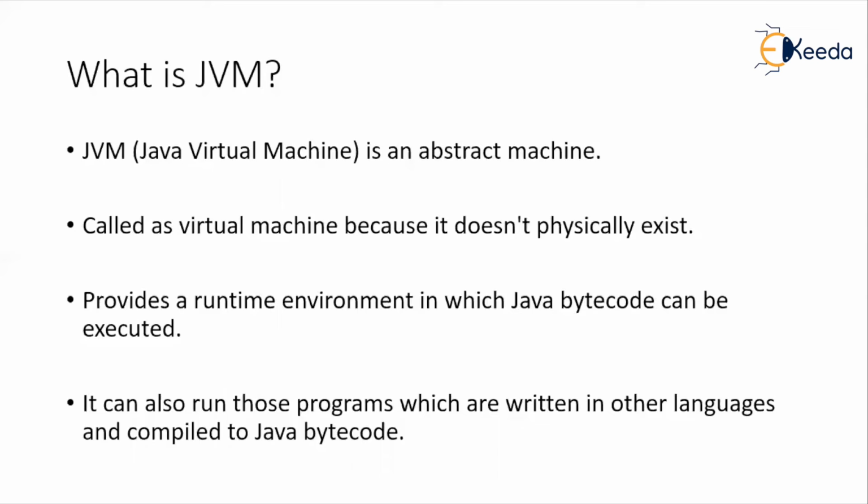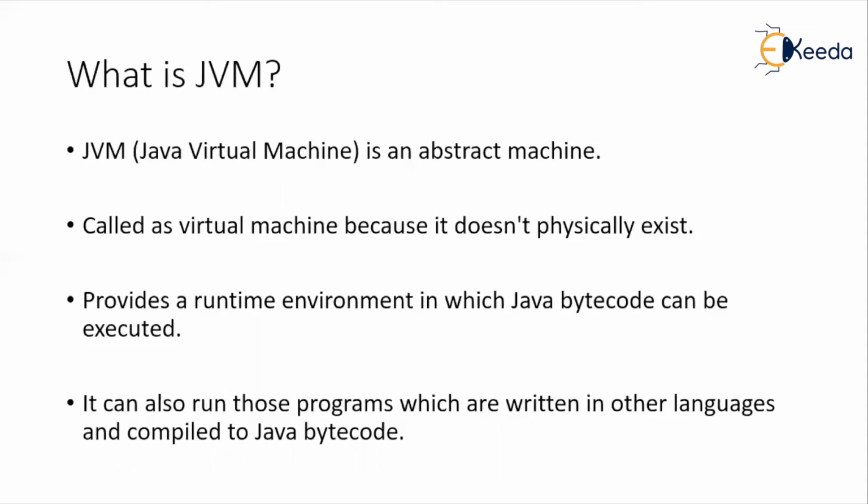So this is what we have seen. The .java file is given to the compiler, which produces a .class file. The .class file is provided to JVM, and JVM is responsible for interpretation and execution of the .class files.